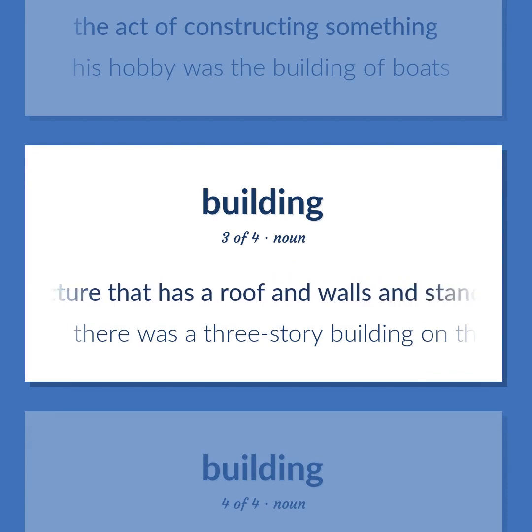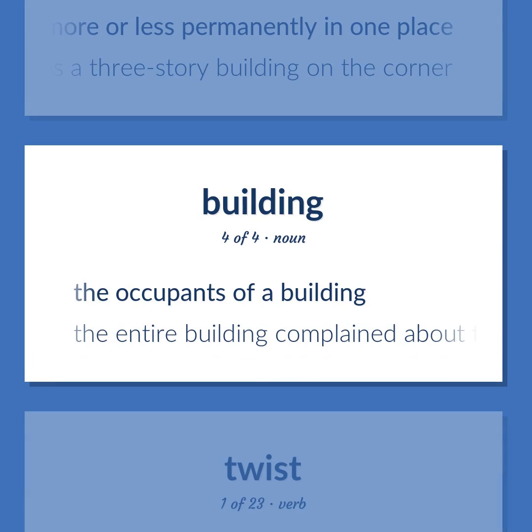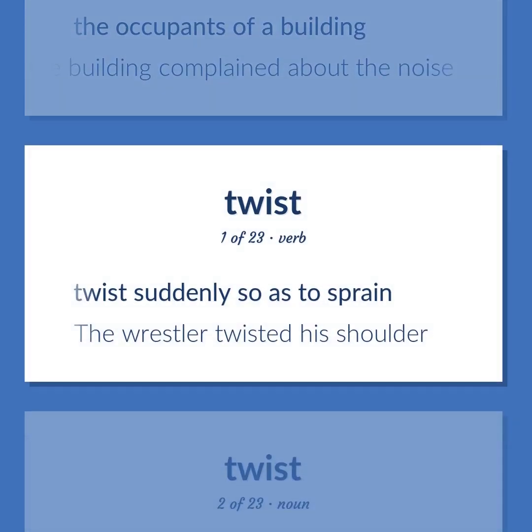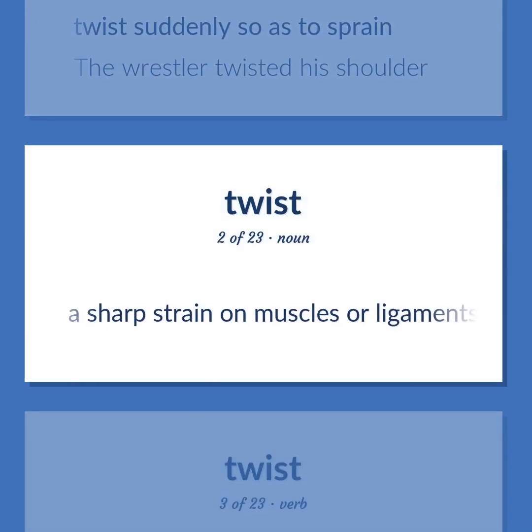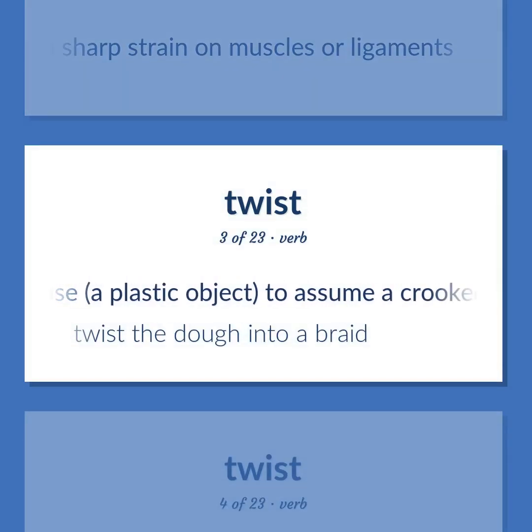A structure that has a roof and walls and stands more or less permanently in one place. There was a 3-story building on the corner. The occupants of a building. The entire building complained about the noise. Twist suddenly so as to sprain. The wrestler twisted his shoulder. A sharp strain on muscles or ligaments. Cause a plastic object to assume a crooked or angular form. Twist the dough into a braid.